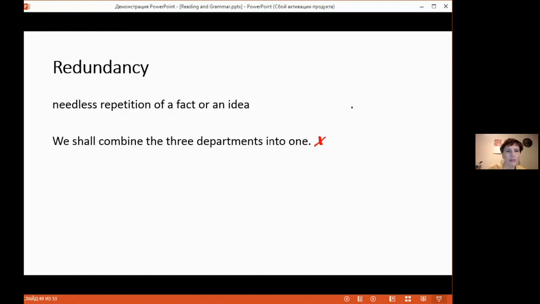And redundancy. Redundancy means needless repetition of a fact or an idea. For example, we shall combine the 3 departments into one. What do you think is the mistake here? Into one, right. And why is it a mistake?